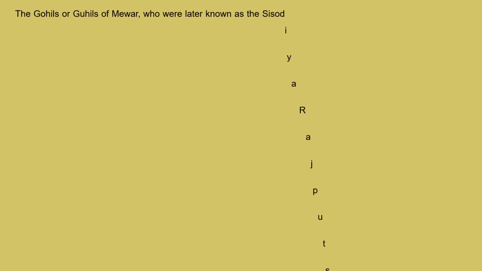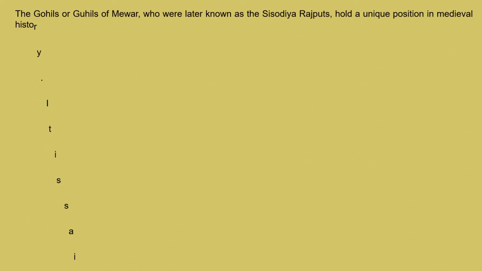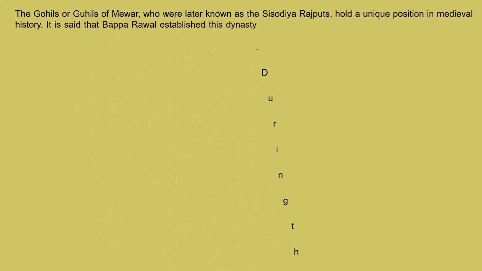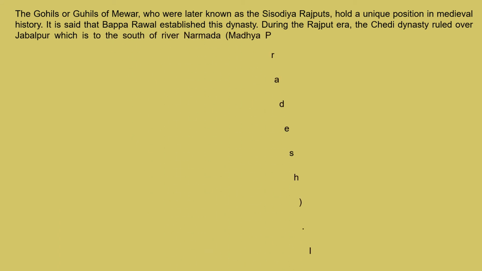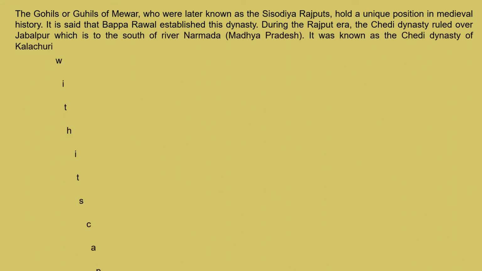The Gohils or Guhils of Mewar, who were later known as the Sisodia Rajputs, hold a unique position in medieval history. It is said that Bappa Raval established this dynasty.